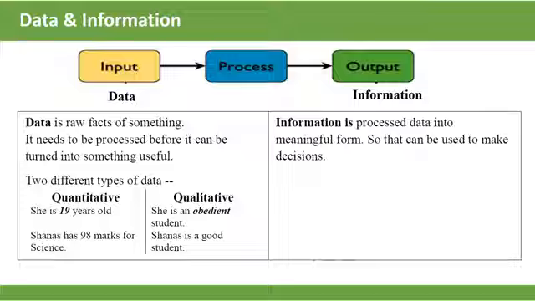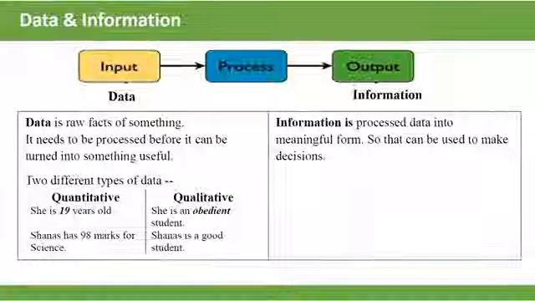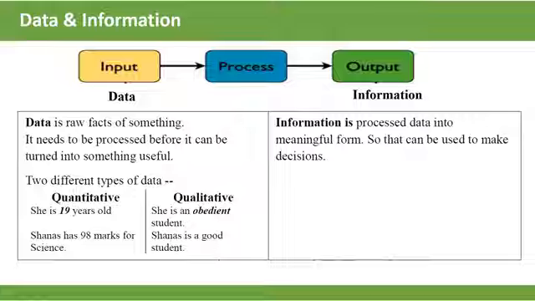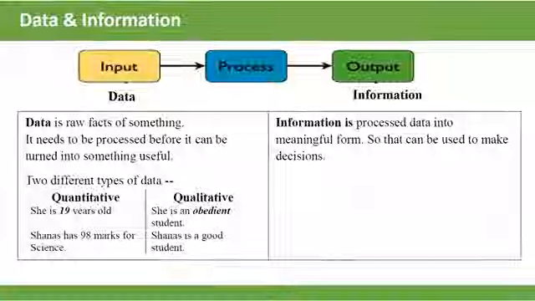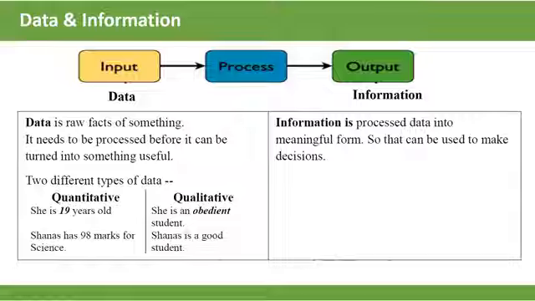Like, how old are you? You may give me your answer, and there is a number. When we need to know the marks of a student, he may say, I have 98 marks. That's also quantitative. And what about qualitative? We need to explain something like this: she's an obedient student, and Shanas is a good student, and it's good content. That means we can't calculate or measure this. These two types of data, quantitative and qualitative, we're going to use for our processing activities.